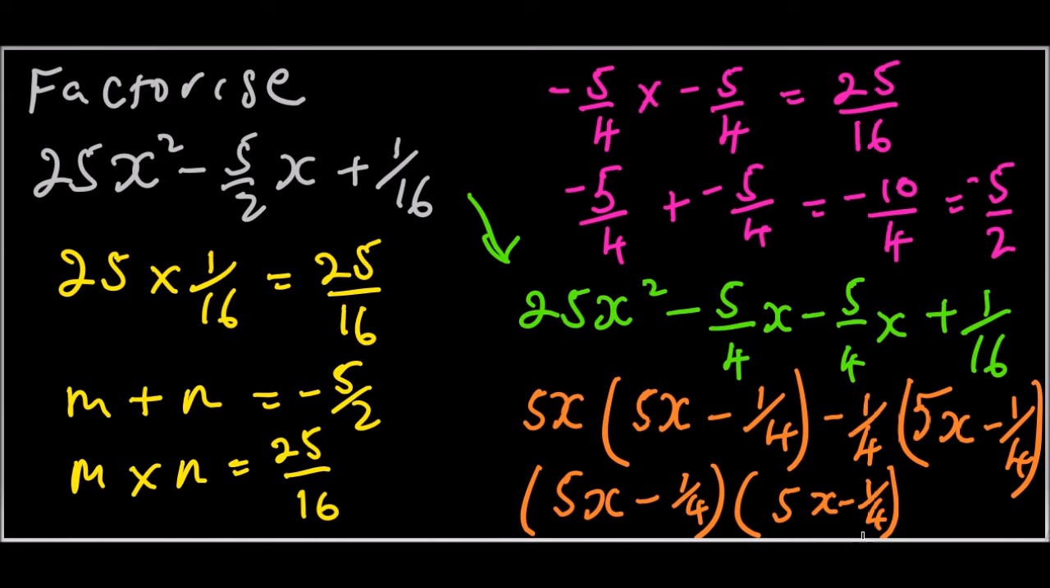So they are the same. You can write this as (5x minus a quarter) squared. You can write that because we call them repeating factors. You can combine them. So that's how you do that. And I hope those are questions I've given you enough practice and you have understood the process.